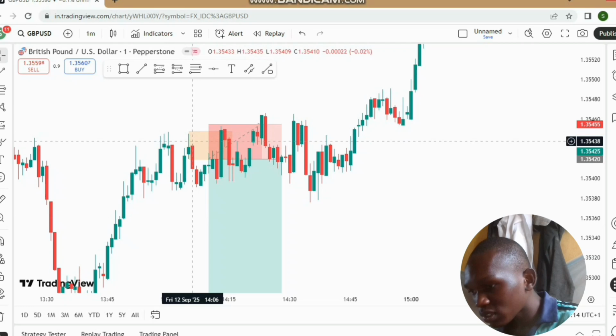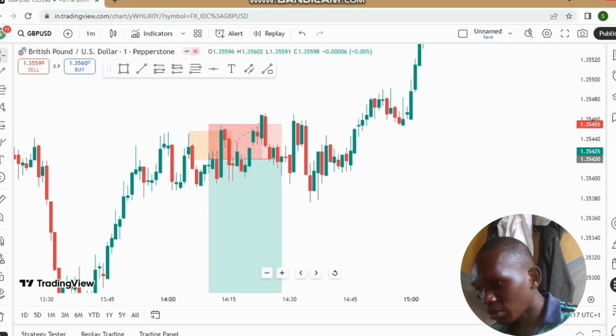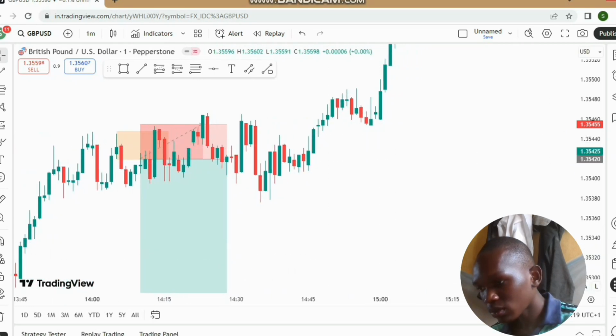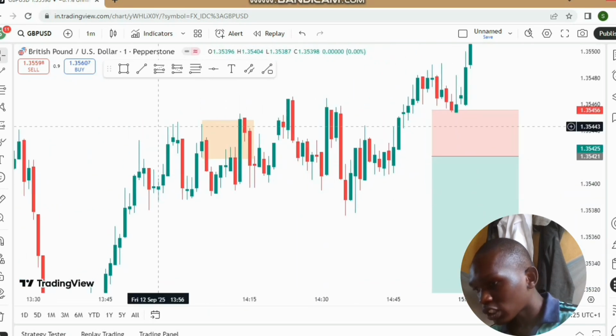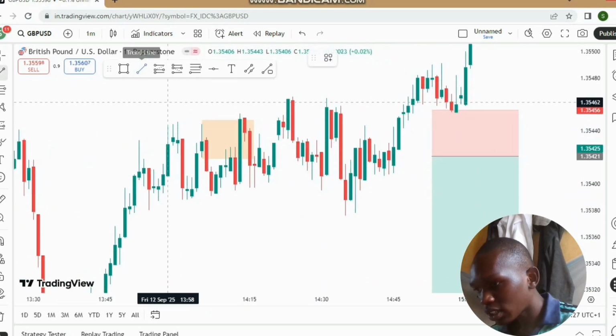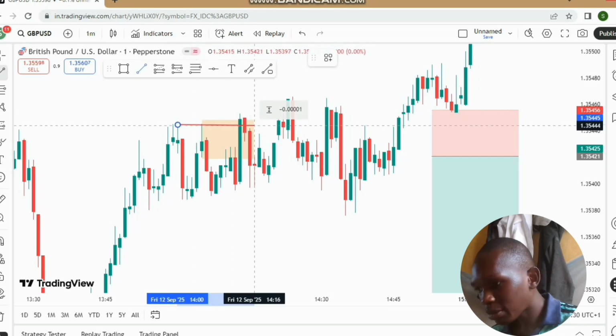As you can see, this red box. Let me zoom it well. Let me take off my entries. So as you can see, this was a failure swing. Let me draw it here. So we have price made a high here.